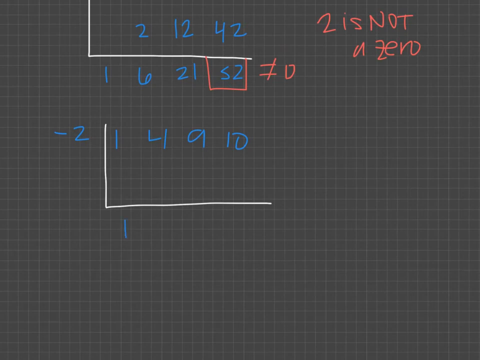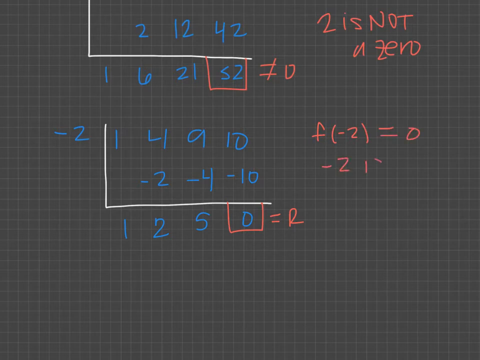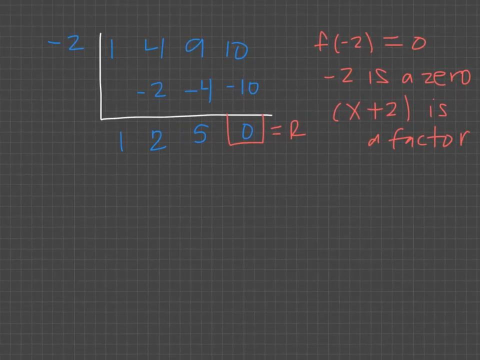Okay, so bring down the 1, multiply, add down, multiply, add down, and then multiply, and we get another 0. So that is a remainder of 0. So that tells us that f of -2 equals 0. So -2 is a 0 of this function, and that tells us that x plus 2 is a factor of the function. So we can now write down a more factored form.